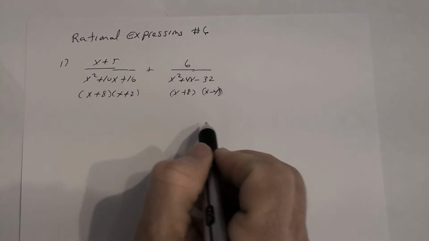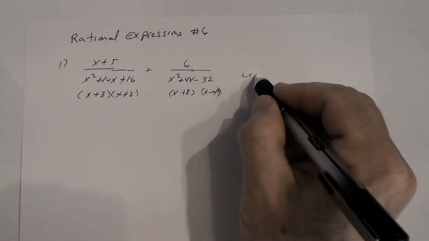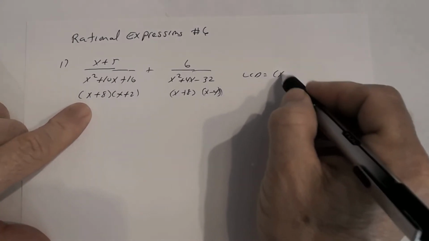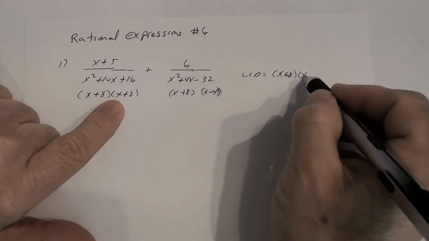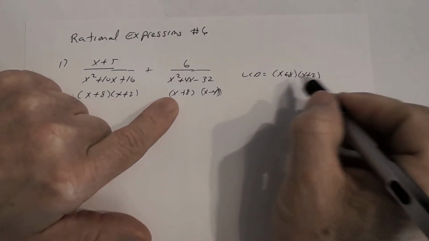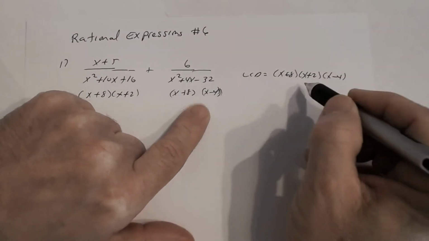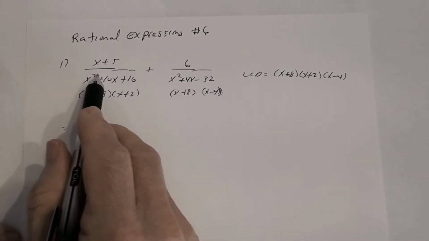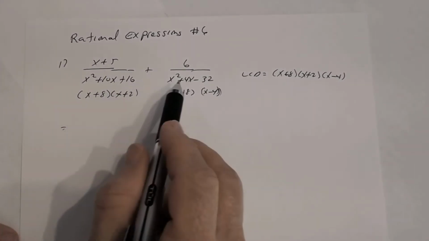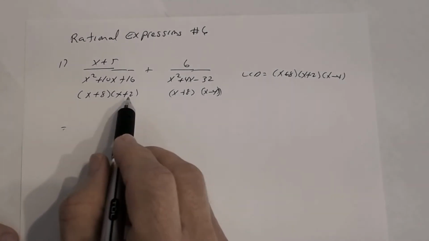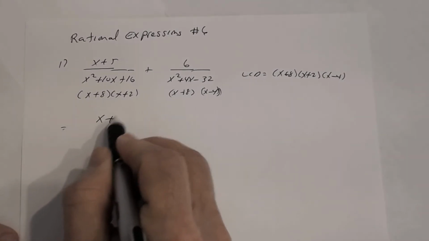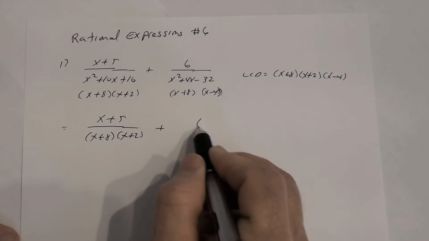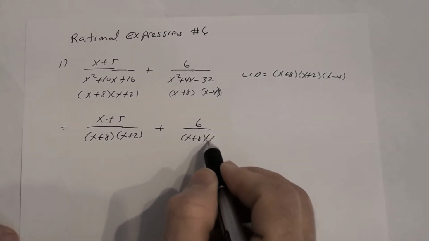Okay? All right, so my LCD is going to be now, so your least common denominator has to include every factor you see. So I have an x plus 8, I have an x plus 2, I have an x plus 8, I already have it listed, and then I have an x minus 4. So my least common denominator has those three factors. So what I'm going to do now is rewrite the two rational expressions with the factored form instead of the trinomial. So x plus 5 divided by x plus 8 times x plus 2, plus 6 divided by x plus 8 times x minus 4.